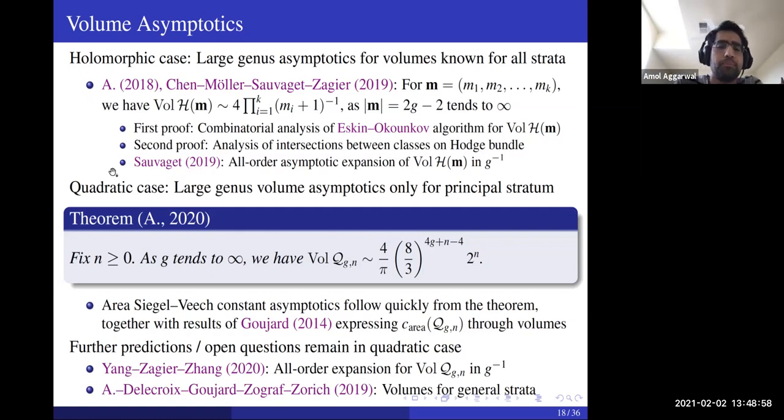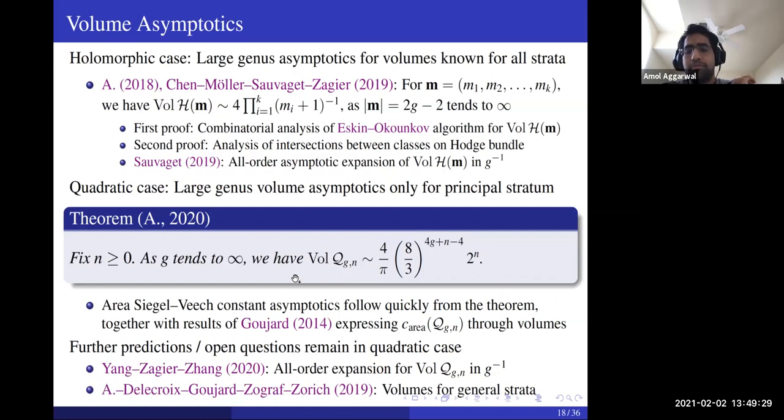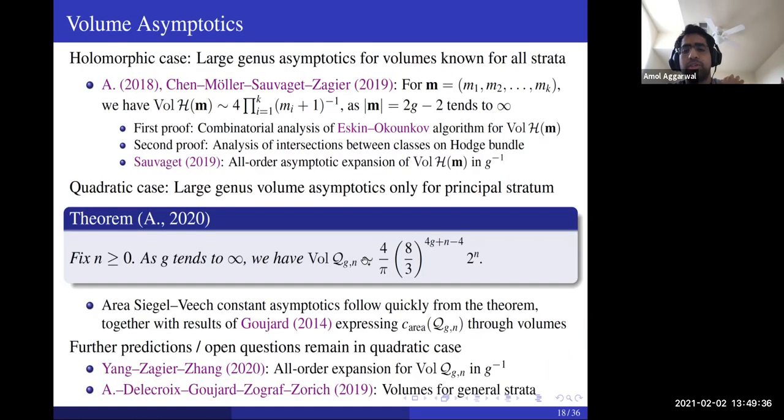So in the quadratic case, these asymptotics are only known once again for the biggest guy, for the principal stratum. And the statement is that as g tends to infinity, the volume of this moduli space of quadratic differentials is given by 4 over pi times (8/3) to this exponent here, 4g plus n minus 4, times 2 to the n. And if I plug this in back here, and I just assume, it's not hard to prove, that this red term contains all of the mass, then you'll quickly read off this theorem here, the fact that the area Siegel-Veech constant tends to a quarter. So really, the area Siegel-Veech constant asymptotics almost directly follow from this theorem and this formula back here.